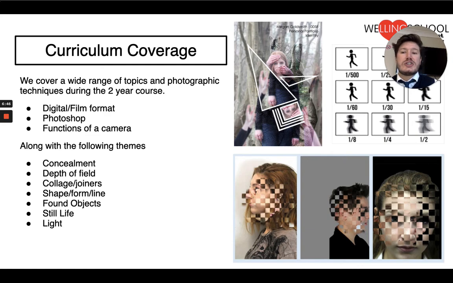We will be looking at digital and film format. So we predominantly use digital cameras, but we will look at film format as well. And as I mentioned before, looking at how to use the darkroom, because they're important tools to use and to know, and also you can incorporate that into your project. We look at how we use Photoshop and functions of a camera. So looking at depth of field, how to not just use manual, but use the camera functions as a whole.